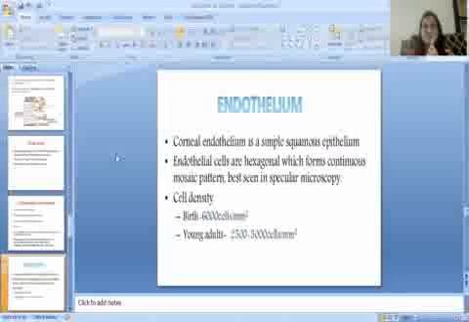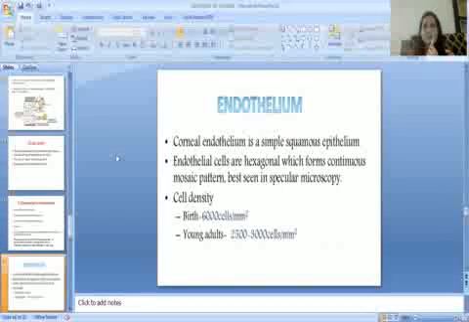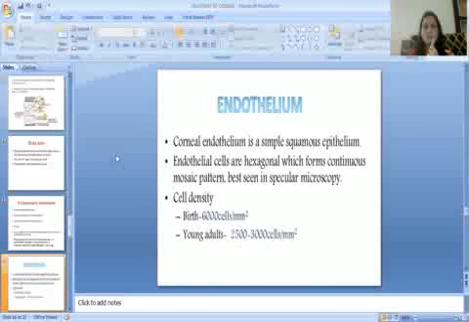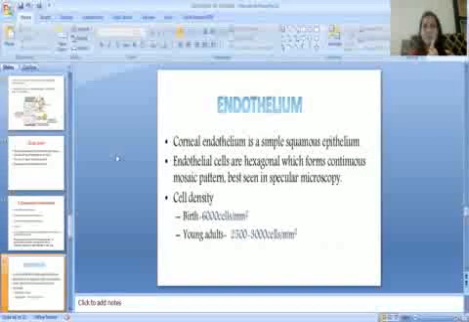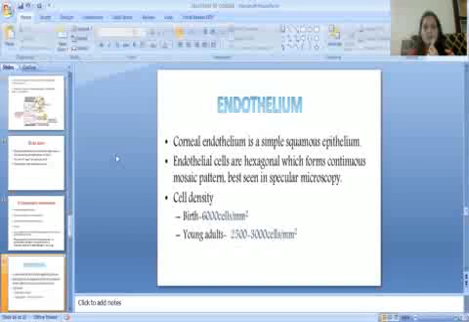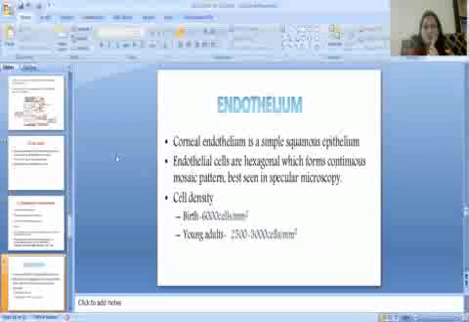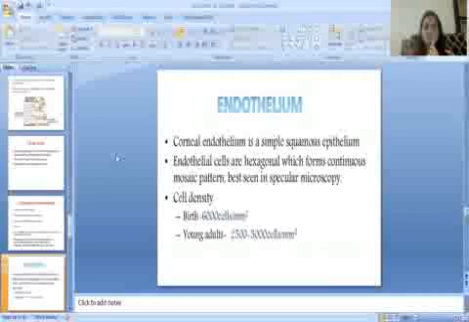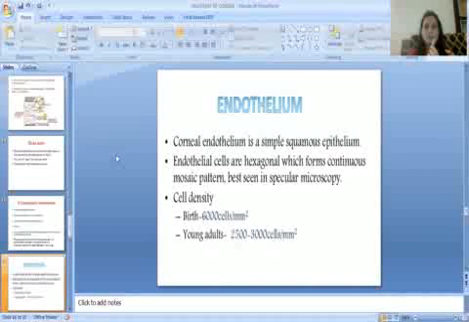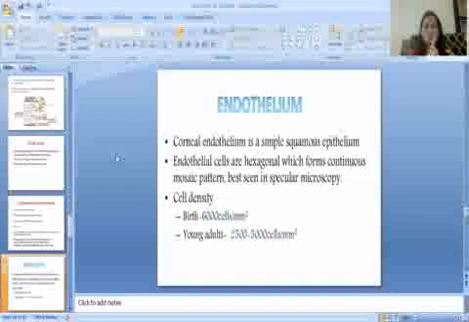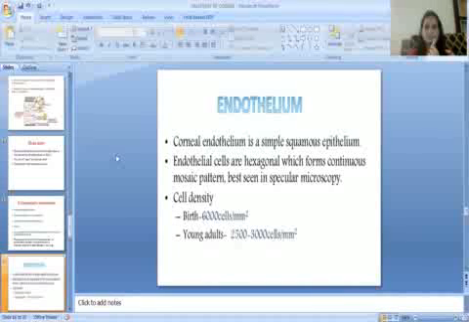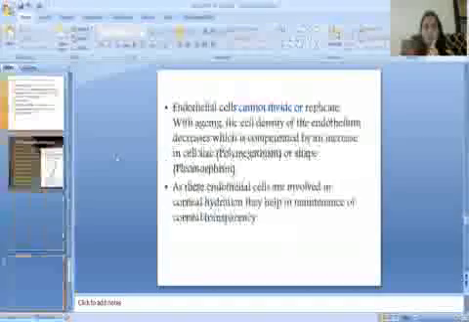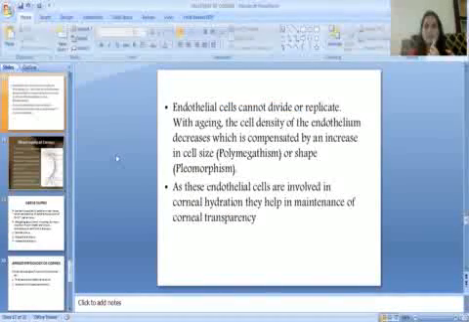Then the last layer is the endothelium. Corneal endothelium is a simple squamous epithelium. Endothelial cells are hexagonal, which form a continuous mosaic pattern, best seen in specular microscopy. Cell density at birth is 6,000 cells per square millimeter, and in young adults 2,500 to 3,000 cells per square millimeter. The endothelial cells cannot divide or replicate.